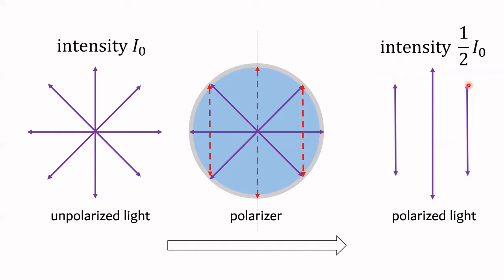An ideal polarizing filter will pass 50% of the incident light. In unpolarized light, you have an infinite number of possible polarizations, each with equal probability. So I've only drawn 1, 2, 3, 4 different arrows here, but imagine an infinite number equally distributed around 2 pi.